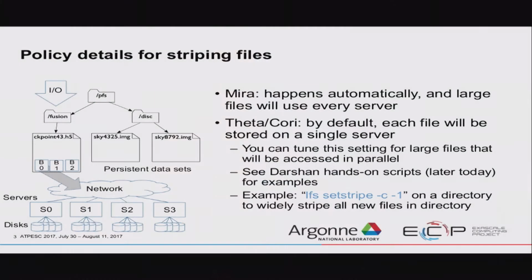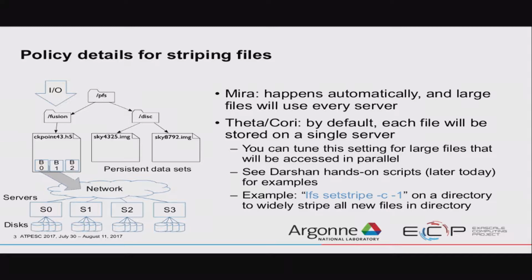So how does this striping happen? What are the exact policies? On Mira, this is kind of an automatic thing. You can't control it even if you really want to. The bigger your file is, the more servers it's going to take, the more disks it's going to take. That's kind of how it works.